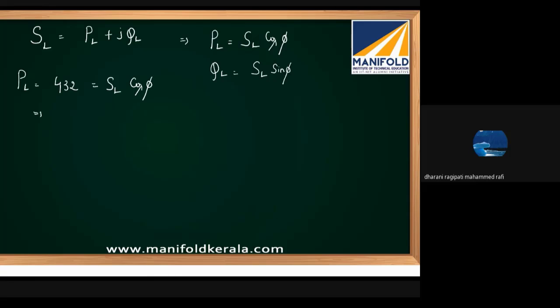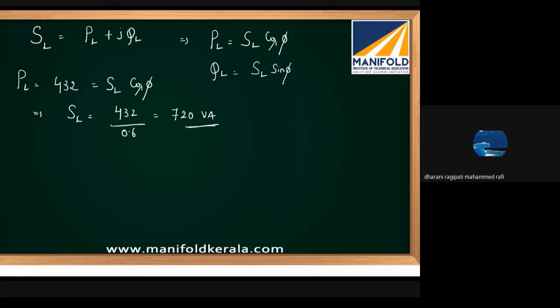So which implies your SL value will become what? 432 divided by cos phi, which in this case is 0.6. So someone calculate and tell me this value, 432 divided by 0.6. I hope it is 720, right? 720 volt ampere. Now please remember the unit of real power is watt, the unit of reactive power is VAR, and the unit of complex power is VA.